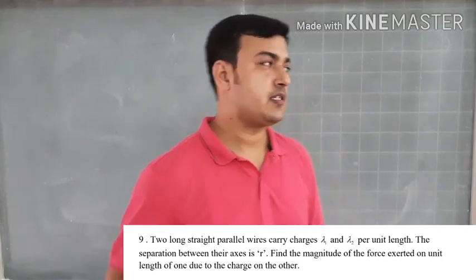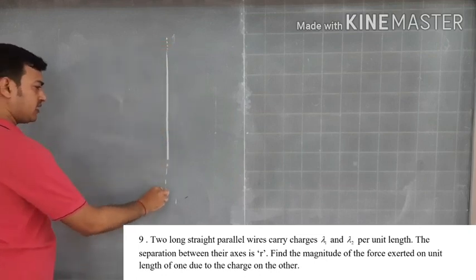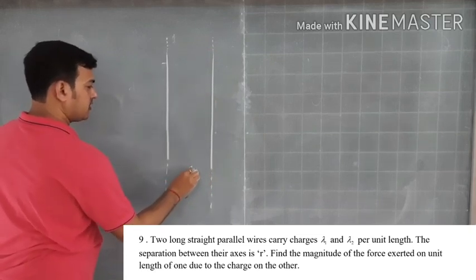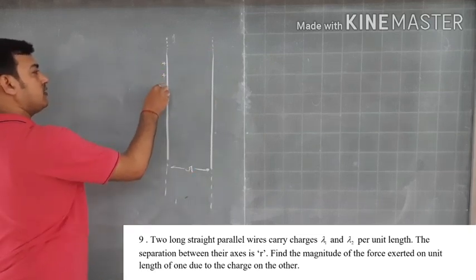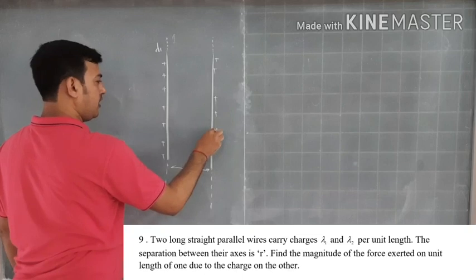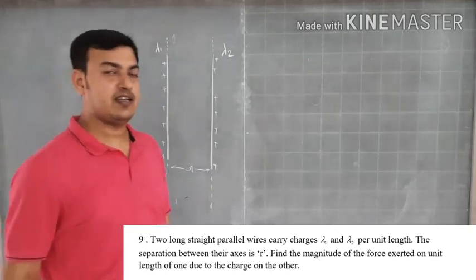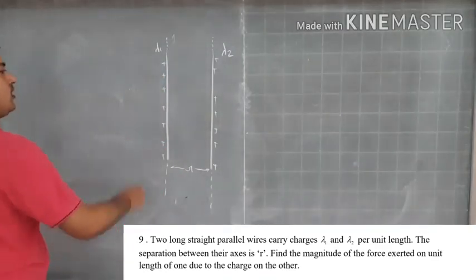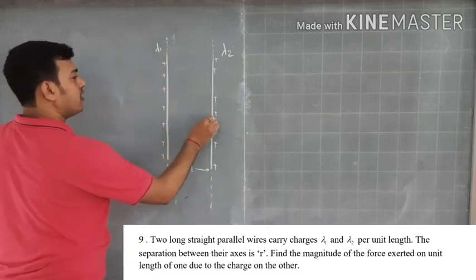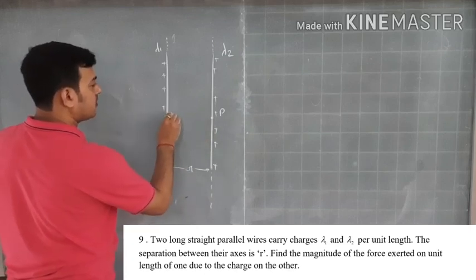Now the next question says that we have two infinitely long straight wires placed at a distance of r, and these two wires have charge densities lambda 1 and lambda 2, and we need to find out the force between these two wires. As they are like charges, they will definitely repel each other. So for that, first of all, consider that this wire is producing some electric field at a point P, that is at a distance of x from this wire.